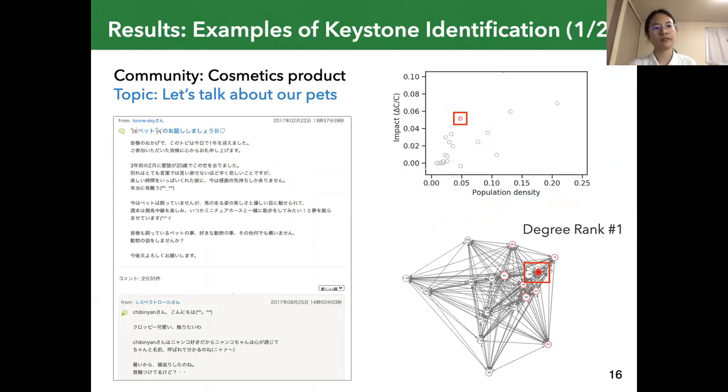Here is one of the keystone threads that we found in the cosmetic product community. The topic is, let's talk about our pet. The scatter plot of impact, population size, and the influence network are shown on the right. Here, the keystone node is enclosed by the red square. This result shows that a keystone thread, the thread that has a large impact when it is removed, can be irrelevant to the community purpose. And the keystone node has the highest score of degree centrality in this network.